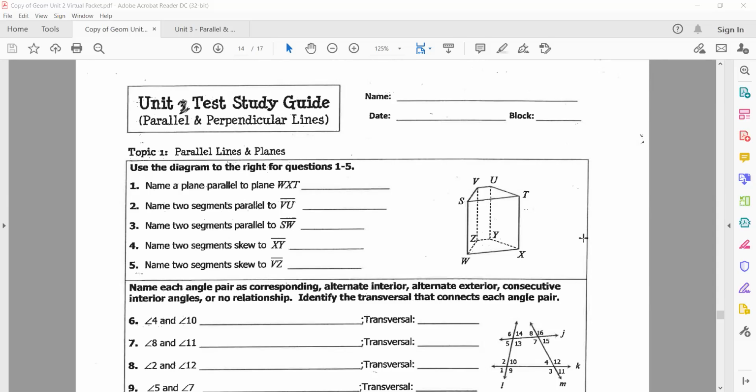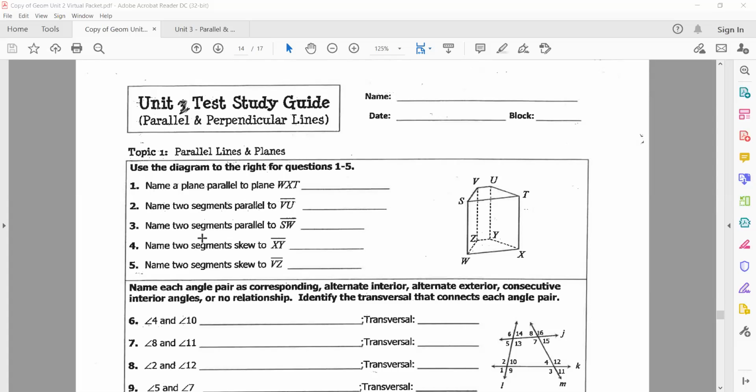Yeah, the plane that is parallel is VUY or VZY or YZU. Any three letters. Remember, 3 letters to identify a plane, only 2 letters to identify a line or segment. Segments parallel to VU, well, those are the vertical ones. UY, SW. You're going to see that sort of question, so you have to be comfortable with interpreting those shapes.